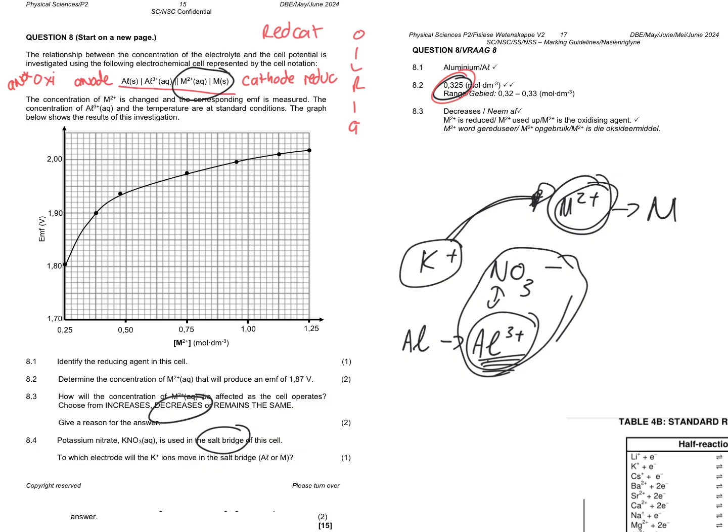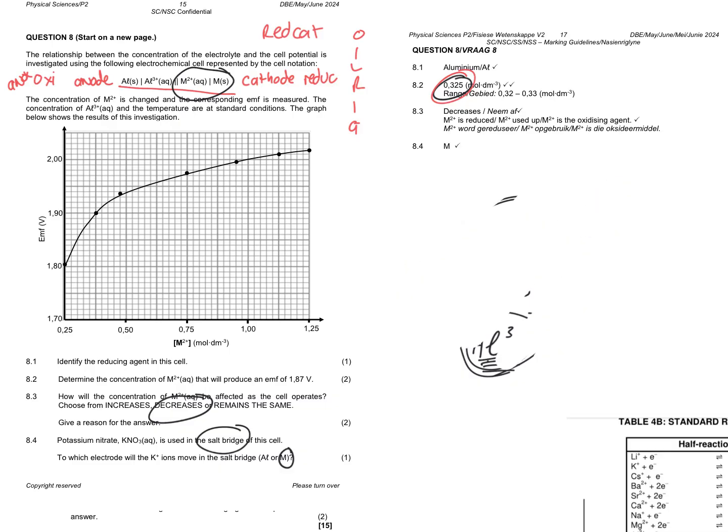Which electrode will the K+ move to? It'll move to M. So let's just see that on the memo quickly. It'll move to M. See there? And now, I think we're on the last two questions, perhaps. So now, let's just see what it says here.